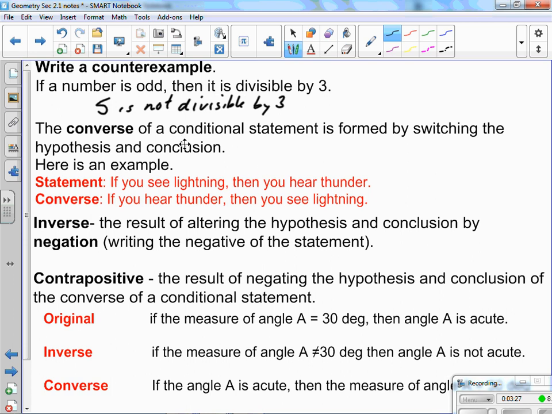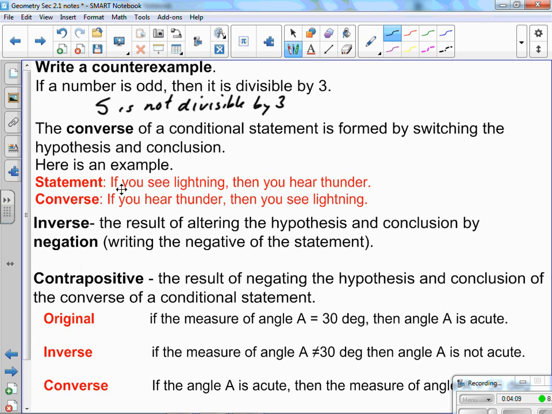So now, once we have a conditional statement in if-then form, then there are several variations we can make on that statement by switching the hypothesis and conclusion and changing a few other things. So one such different format is to say the converse. The converse of a conditional statement is formed by switching the hypothesis and conclusion. So what is in the if part, which we call the hypothesis, switches to the then part, and the then part, which is the conclusion, switches to the if part.